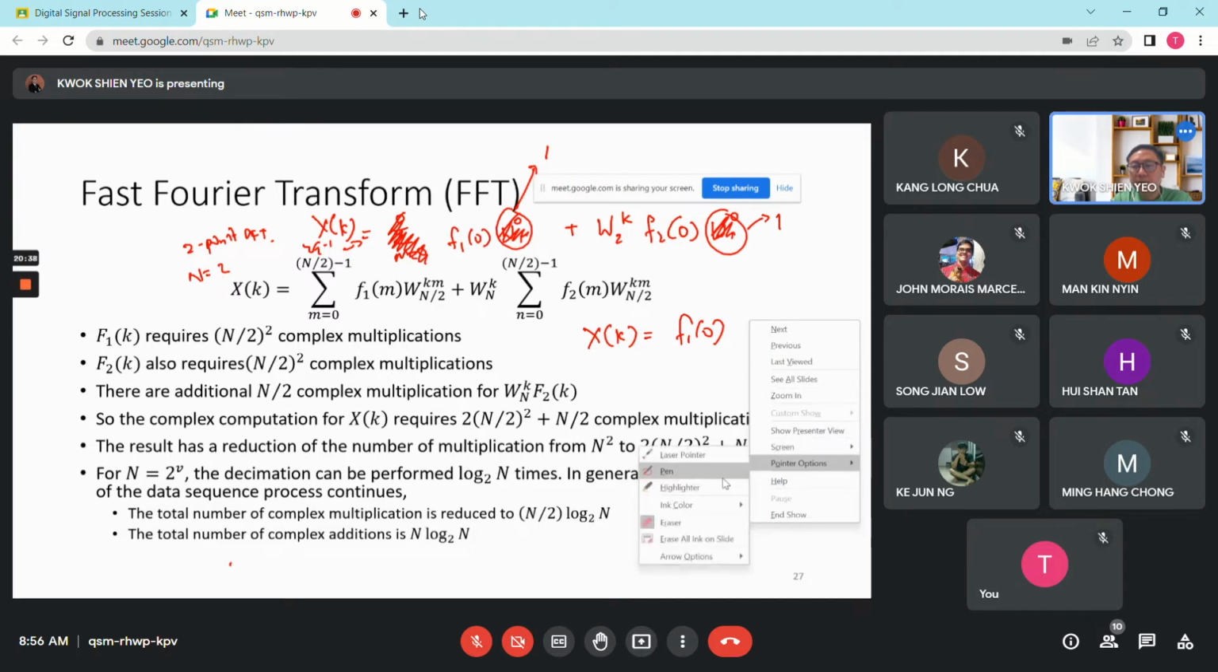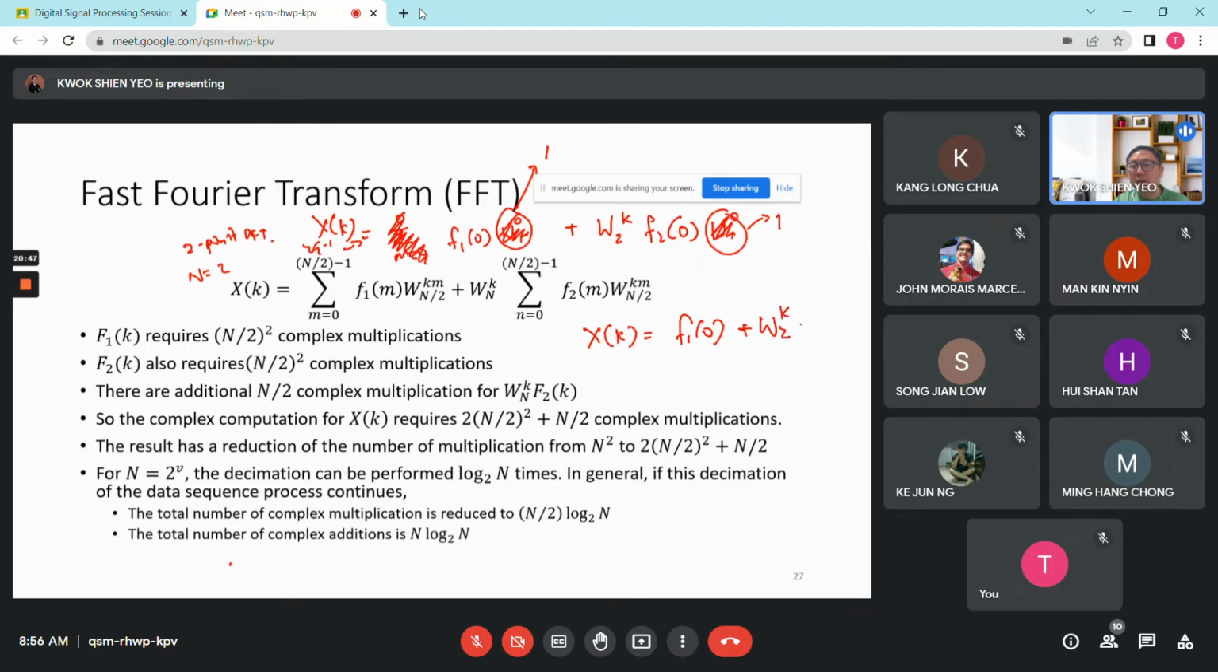Plus W_2^k multiply f2(0). Okay, so this is the even sequence. This is the odd sequence. The odd sequence always needs to multiply with this W. Then we can iterate the k.